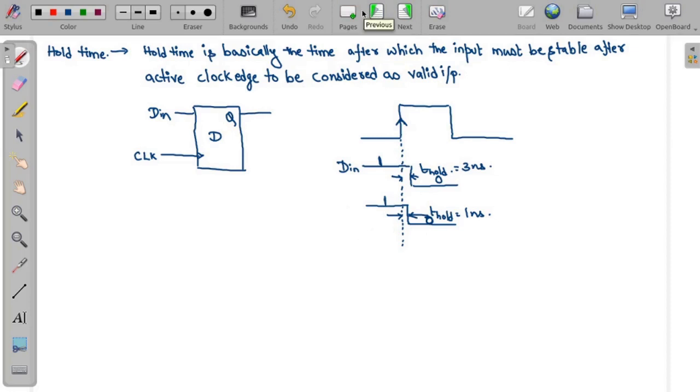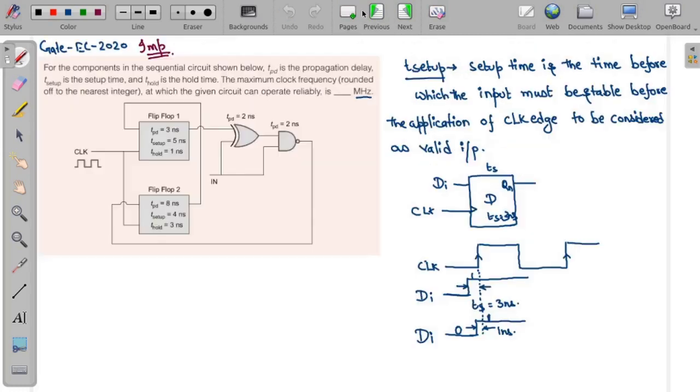Now one thing to note is that if in a circuit they have given you both hold time and setup time, we will be taking into account setup time, because setup time is occurring before the clock edge. So more priority is given to setup time when we are determining the maximum clock frequency.